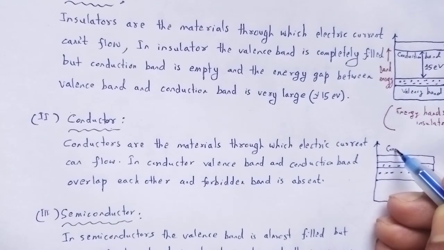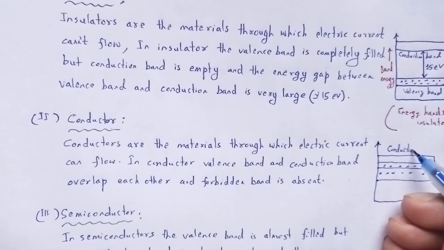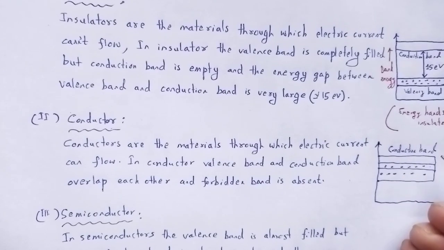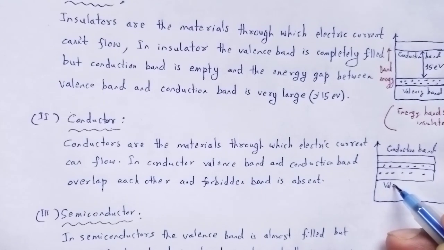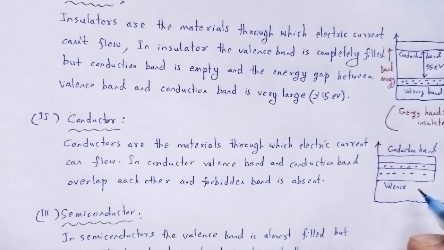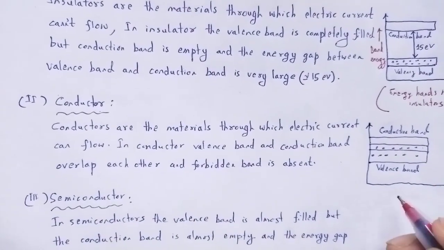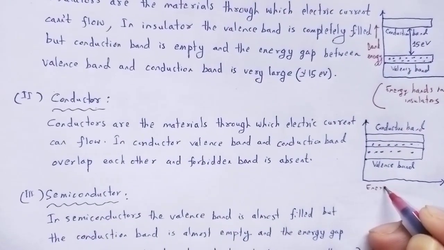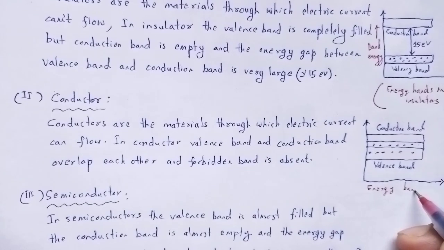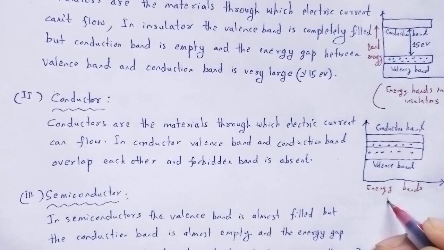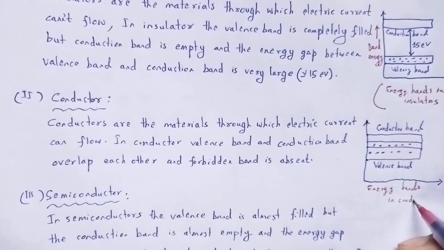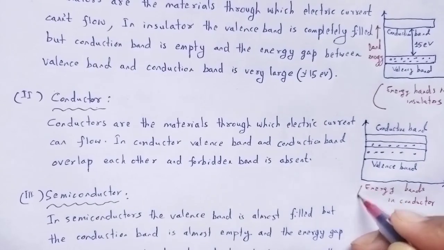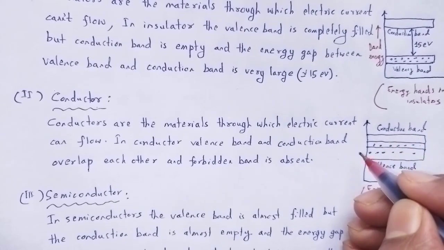This is the conduction band, the valency band, band gap is 0. The energy bands in conductor, in the band energy.